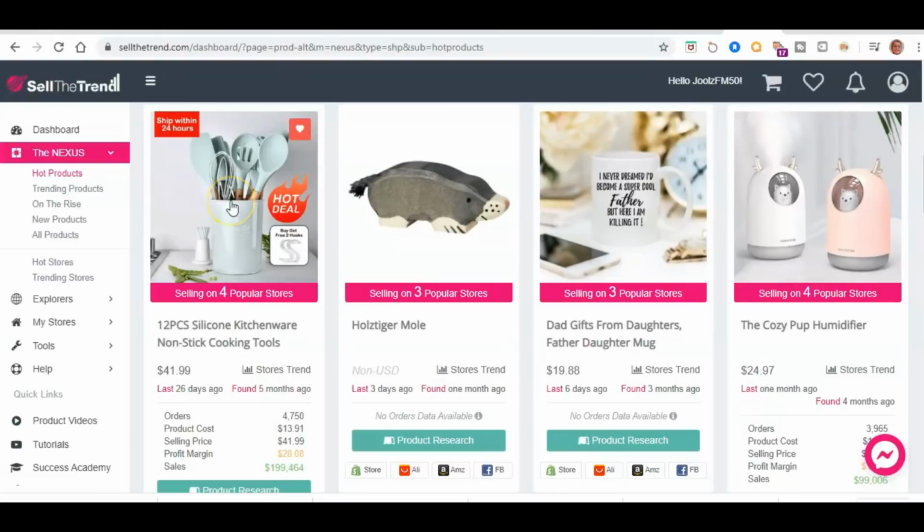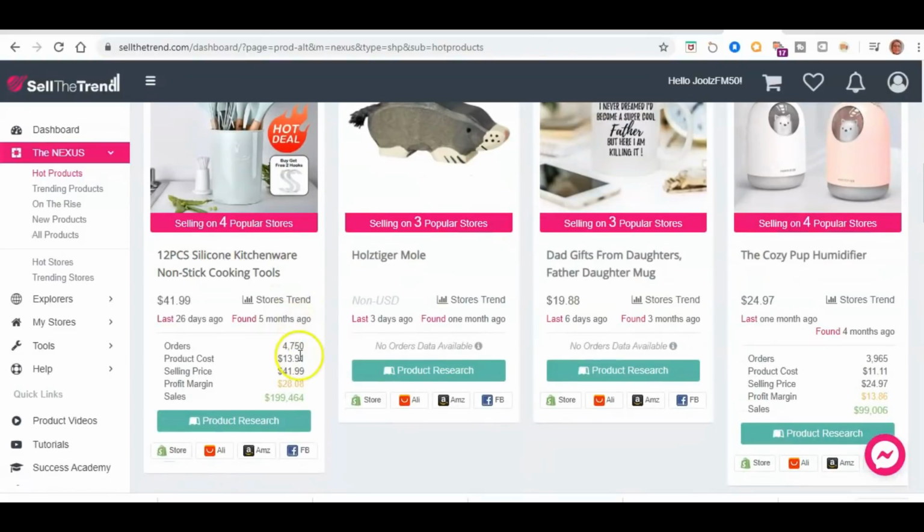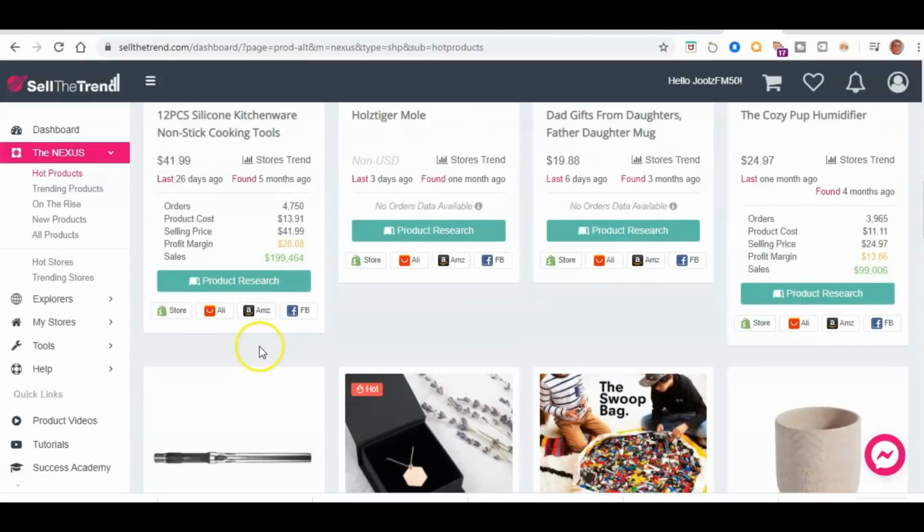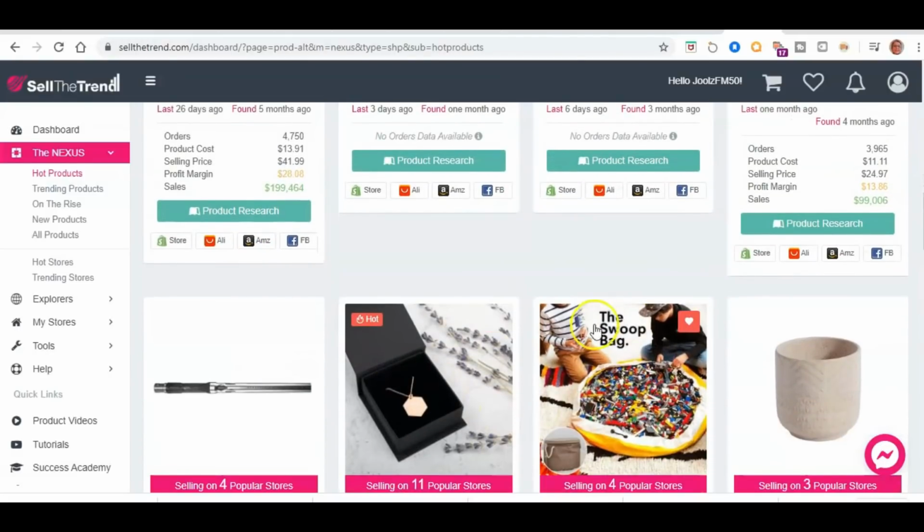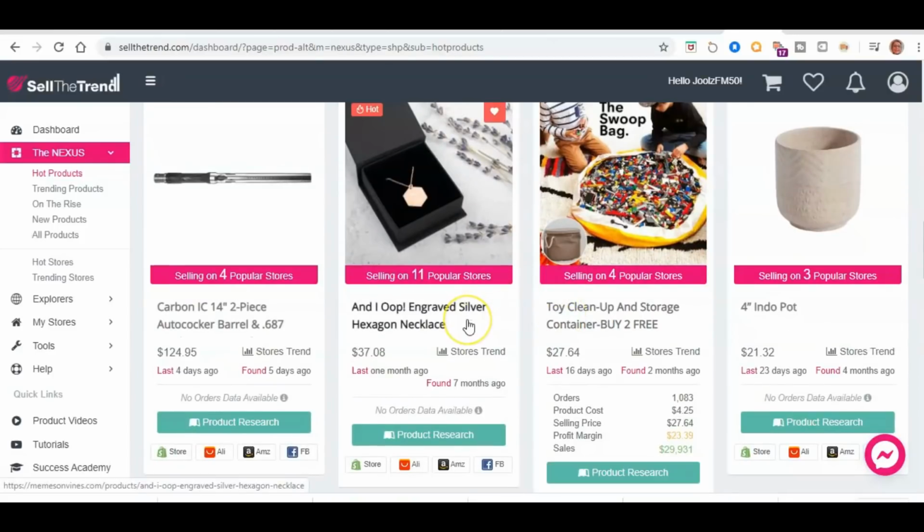This one is actually quite interesting. It says they're selling on 4 popular stores: the silicone kitchenware, non-stick cooking tools. There have been a lot of orders, which does mean it is quite popular. It may well be selling in a lot of stores already, but that doesn't mean we should necessarily exclude it, because it's clearly been selling very well and is clearly a popular product. And as you're looking through this, you might find other things that you actually like.